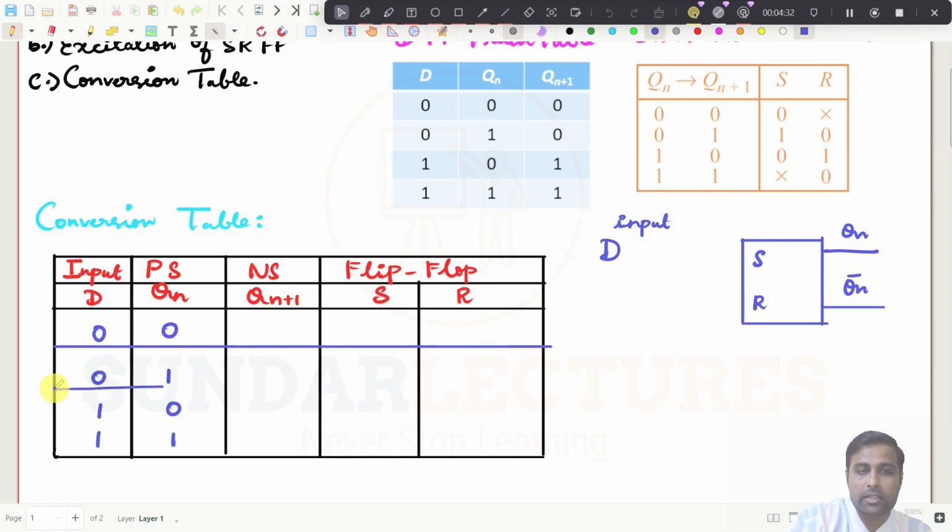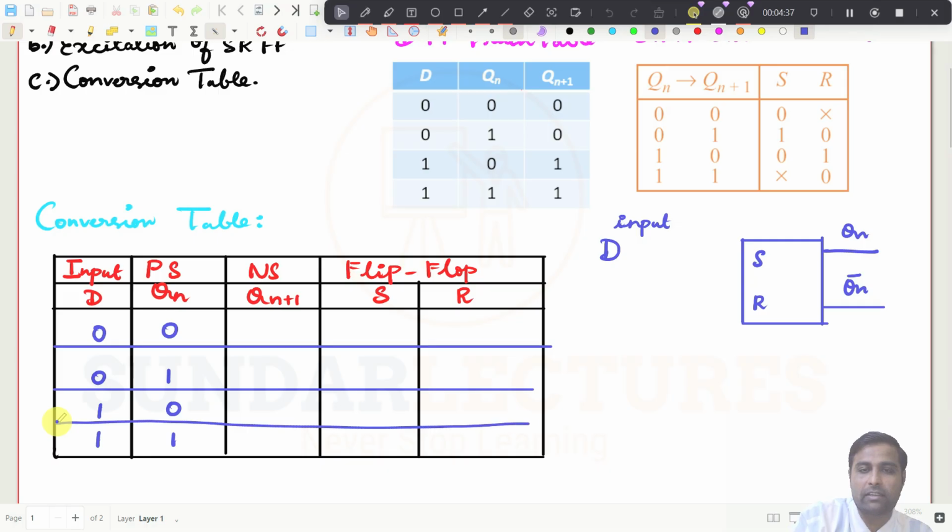That is the D flip-flop. You can straight away take the values. No changes. And also Qn, I will put it in a different color.